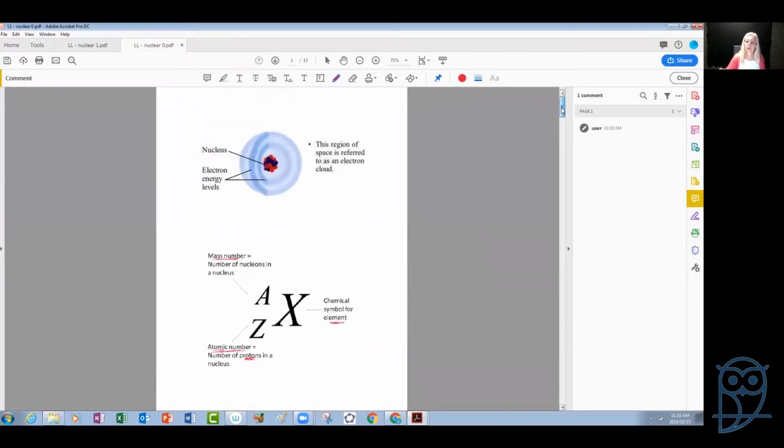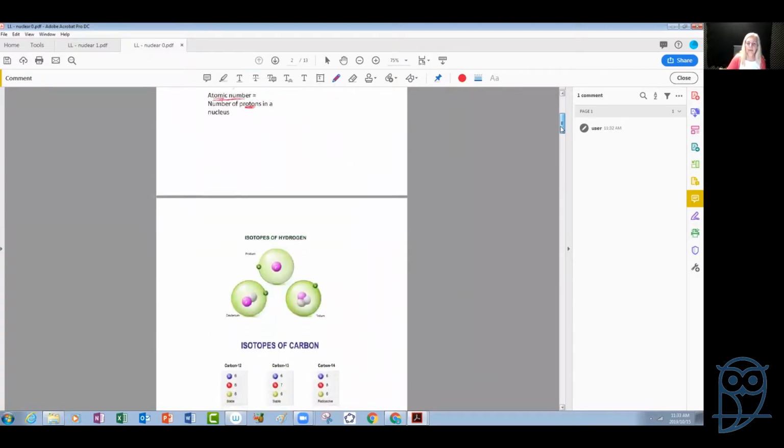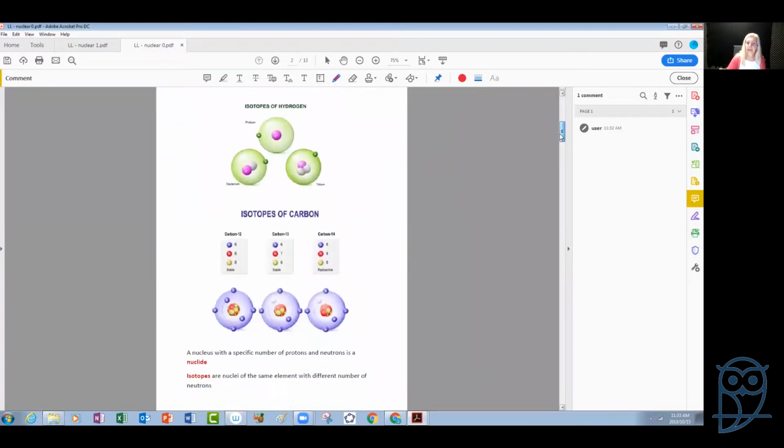Which brings us now to the topic of isotopes, where isotopes are, like here, some examples with hydrogen and carbon. These three are the known isotopes of hydrogen. The top one, with just one proton in the nucleus, is also called protium. Another isotope consists of a proton and a neutron, and we call it deuterium. And the third isotope consists of a proton and two neutrons, and we call it tritium.